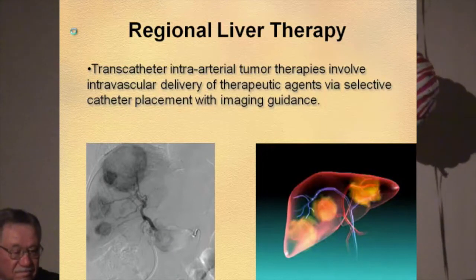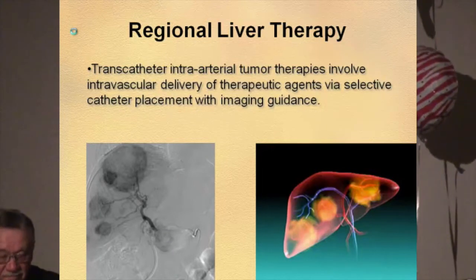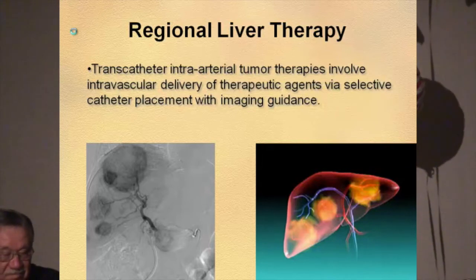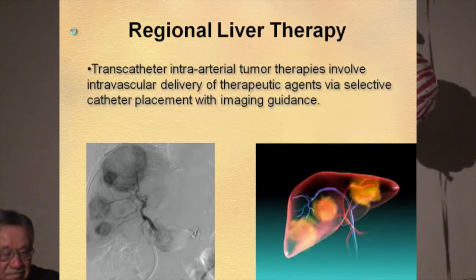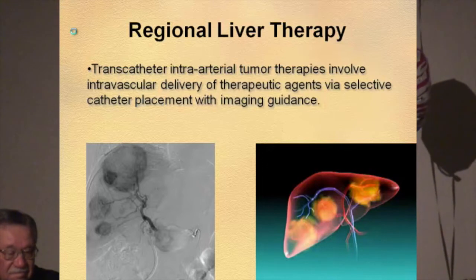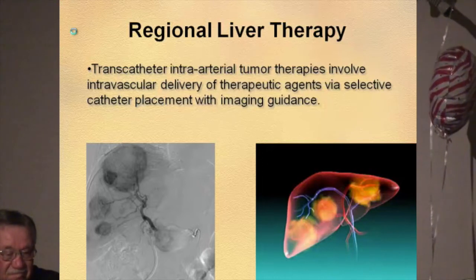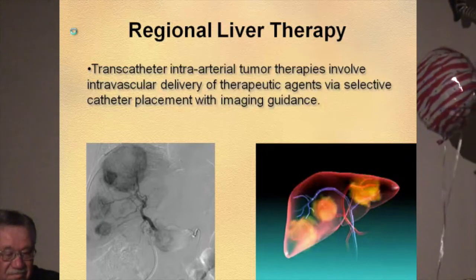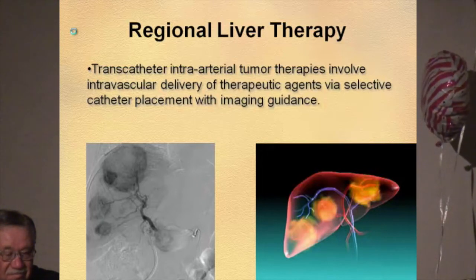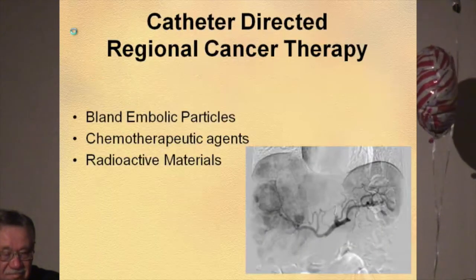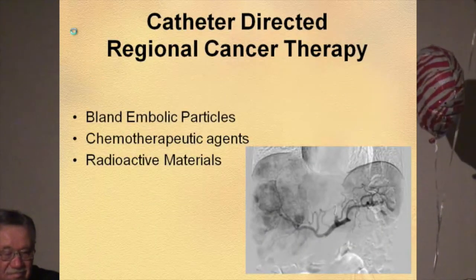When we look at regional liver therapy, we're talking about putting a catheter in, usually from the groin or the wrist, into the liver. It's a small catheter about the size of spaghetti, going into the area that is supplying the tumors and delivering an embolic agent. Embolization just means that we're getting something to stick either in an artery or a vein. We use very sophisticated guidance systems right now to deliver these therapies.